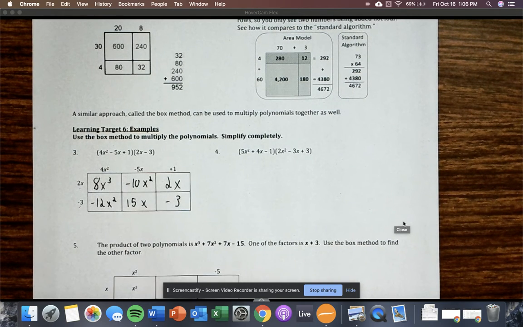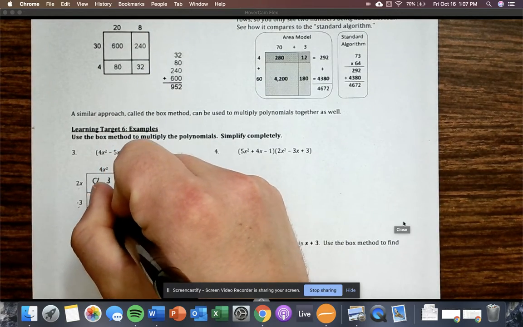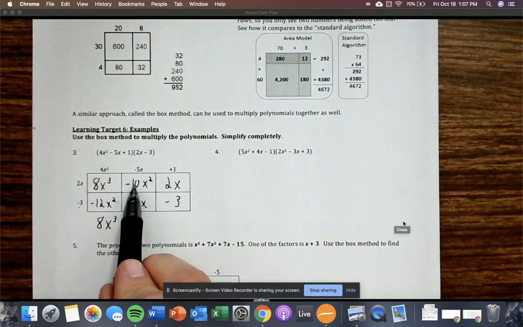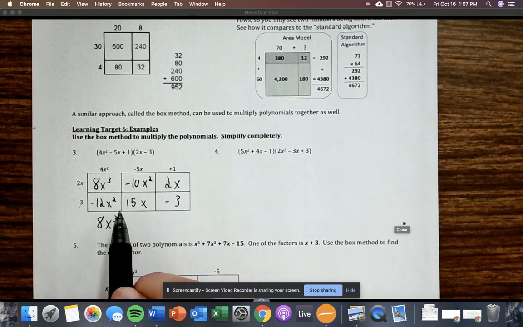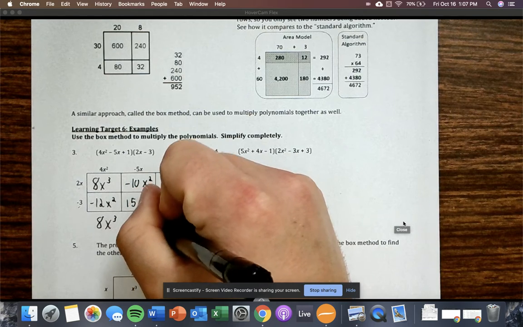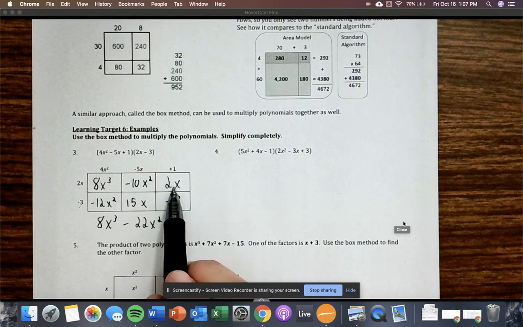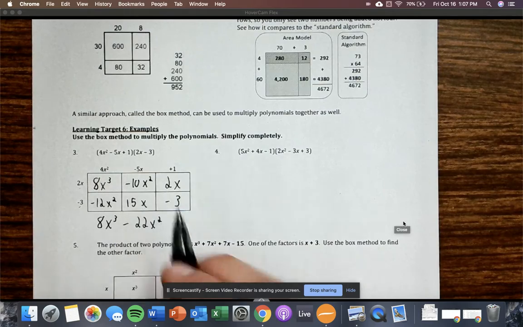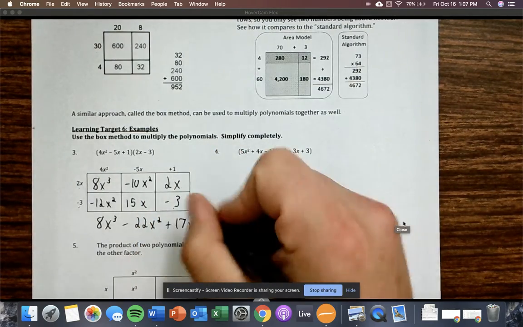From here, all we have to do is combine the like terms. So we have this 8x cubed. That's just going to be 8x cubed. Then we have this negative 10x squared, and that's going to be minus 12x squared, which leaves us with negative 22x squared. Then we have 2x plus 15x is positive 17x, and then just this minus 3 at the end.